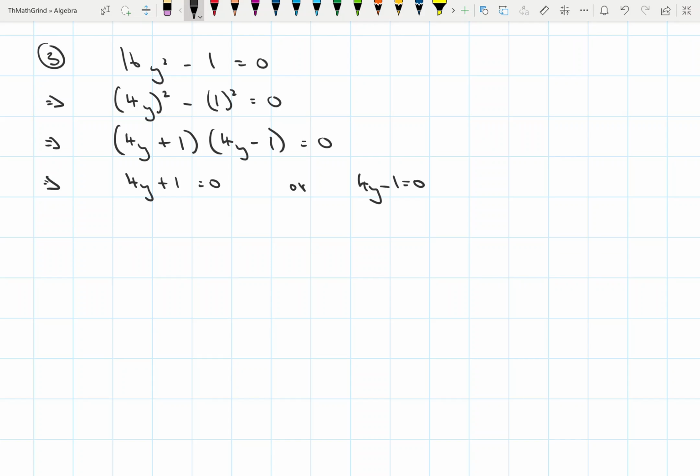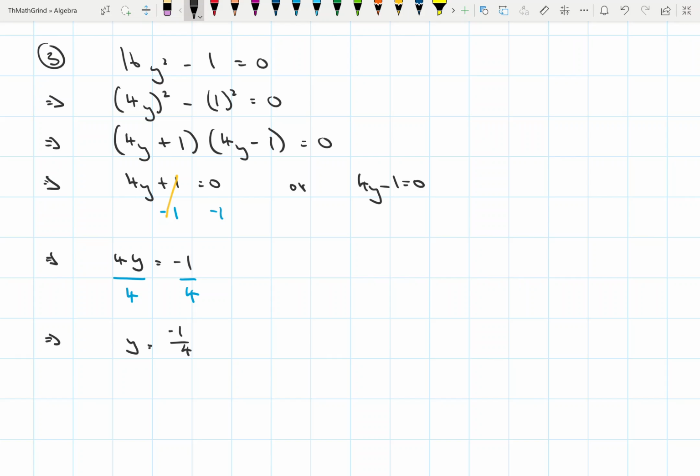So now again, we have 4y plus 1 is equal to 0, or 4y minus 1 is equal to 0. So I'm going to minus 1 from both sides here, so that I cancel out the 1's, and I'm left with 4y is equal to negative 1. But I don't really like the 4 in front of the y, so I'm also going to divide both sides by 4. And remember, that's staying balanced because I'm doing the exact same thing to both sides of the equal sign. And then I'm left with y is equal to negative 1/4.